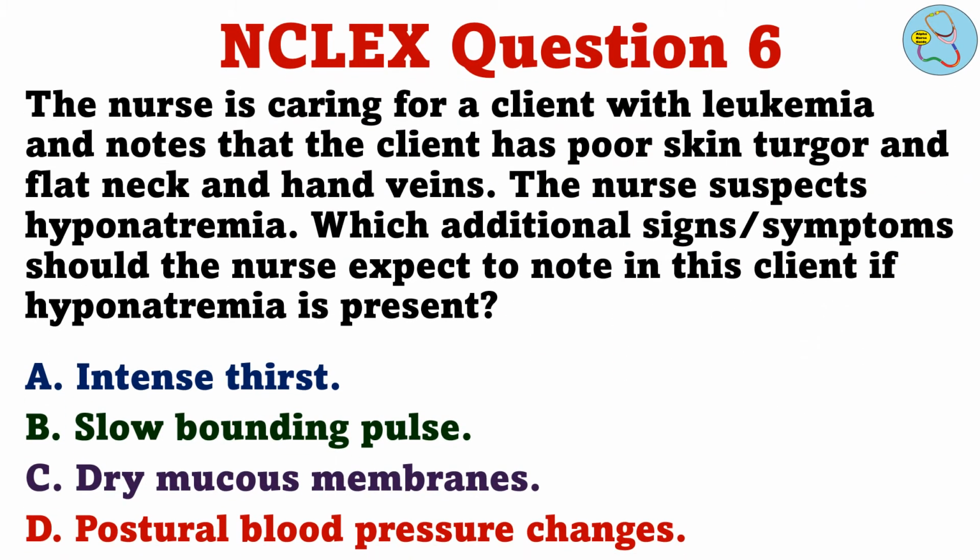Question 6. The nurse is caring for a client with leukemia and notes that the client has poor skin turgor and flat neck and hand veins. The nurse suspects hyponatremia. Which additional signs/symptoms should the nurse expect to note in this client if hyponatremia is present? A. Intense thirst. B. Slow bounding pulse. C. Dry mucous membranes. D. Postural blood pressure changes.